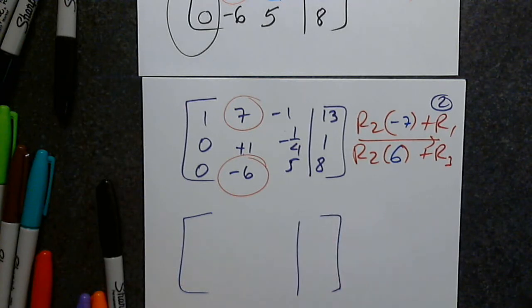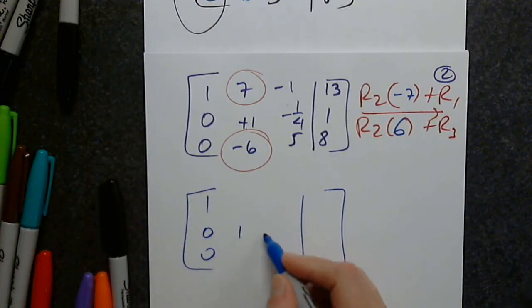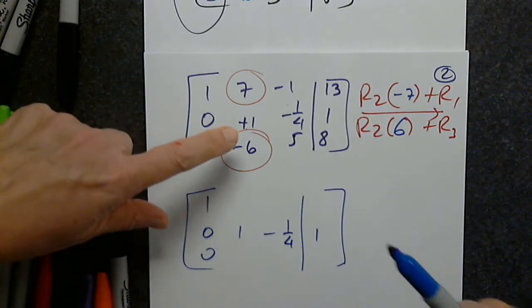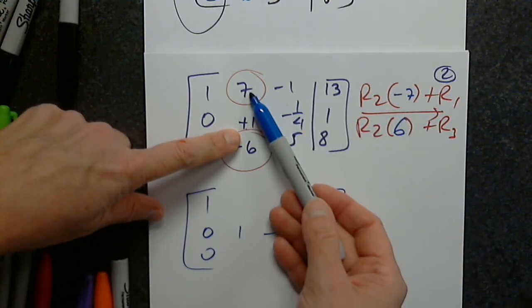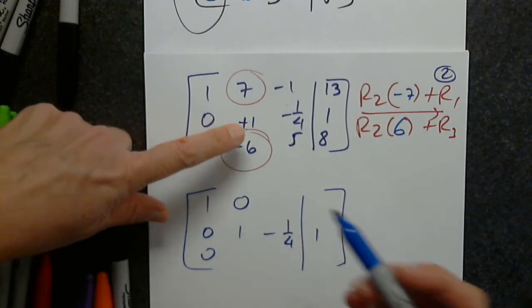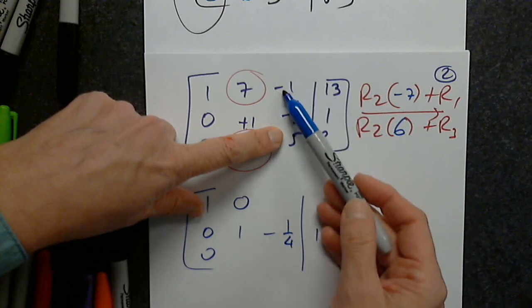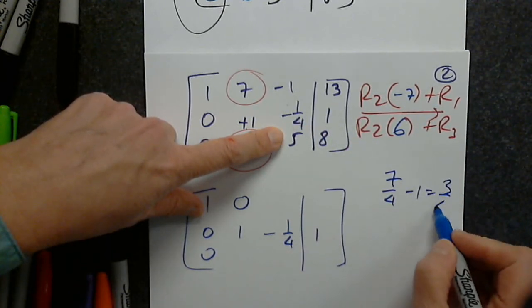Because I know it will not change. Of course, the column that I already built cannot ever change again. Because if it does, I'm going backwards and I'm not going to be able to solve. Yes, indeed. 1, negative 1/4, and 1. So let's do this together. 1 times negative 7 plus 7. Careful now. Positive 7/4 minus 1. 7/4 minus 1 is 3/4.